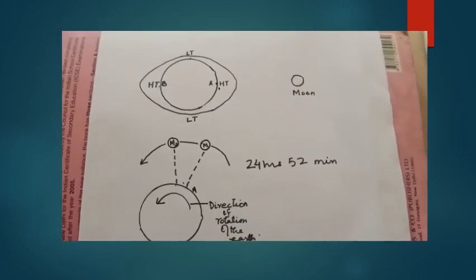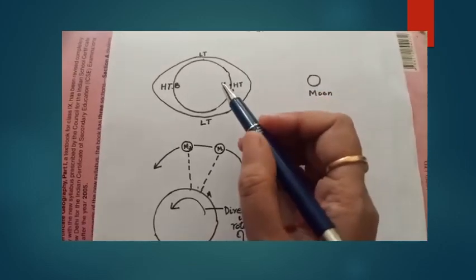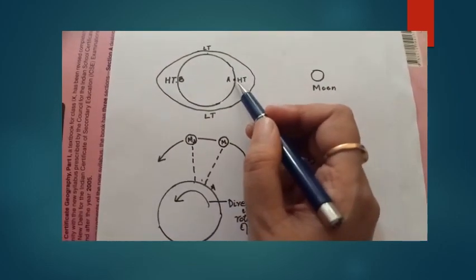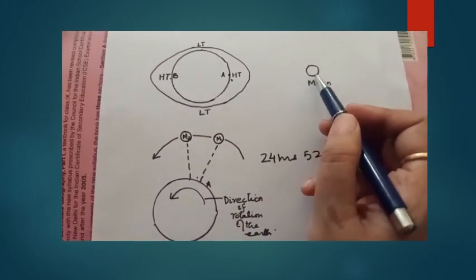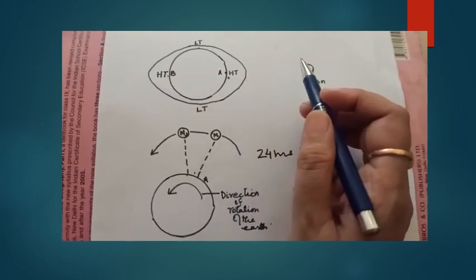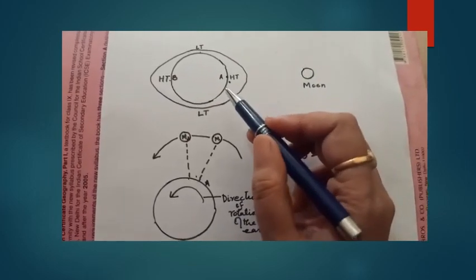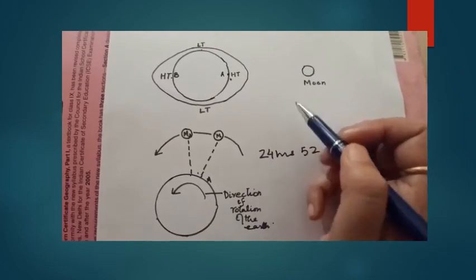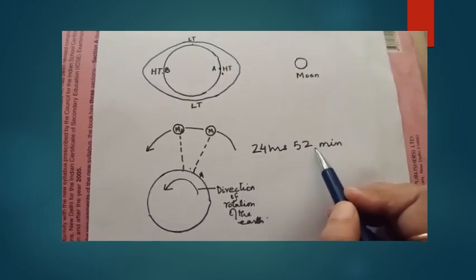Okay, so to elaborate on what I had said, let us say this is place A, it takes a spin and it comes back to this position. If the moon had been stationary, exactly after 24 hours there would have been another high tide. But because the moon is also rotating and revolving, there is a time lag of 52 minutes.